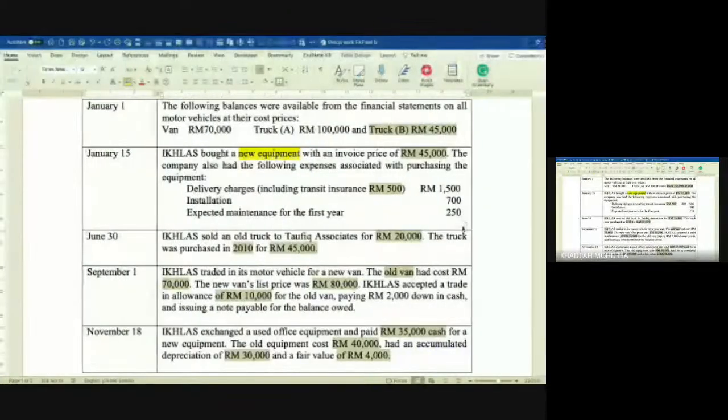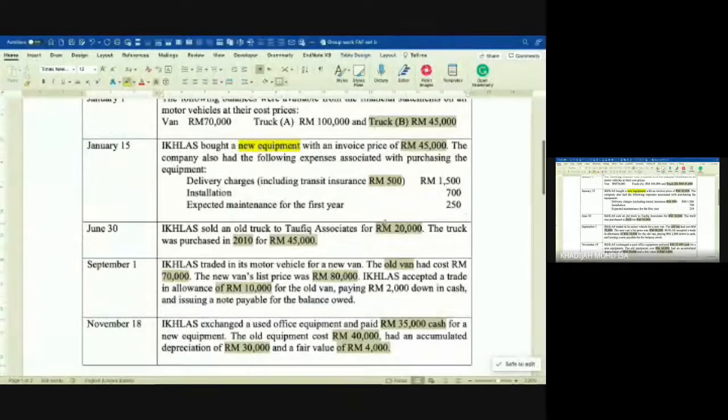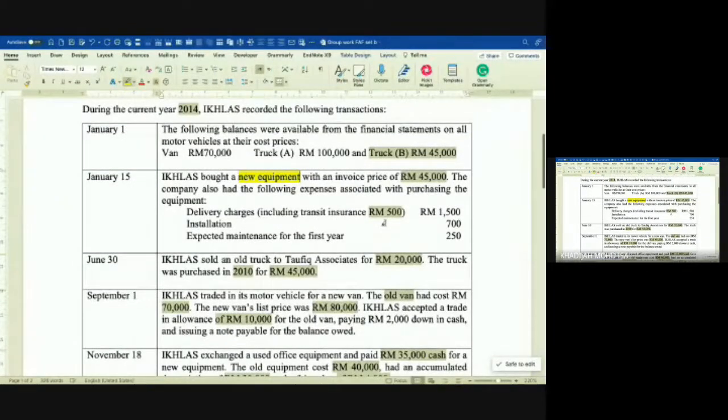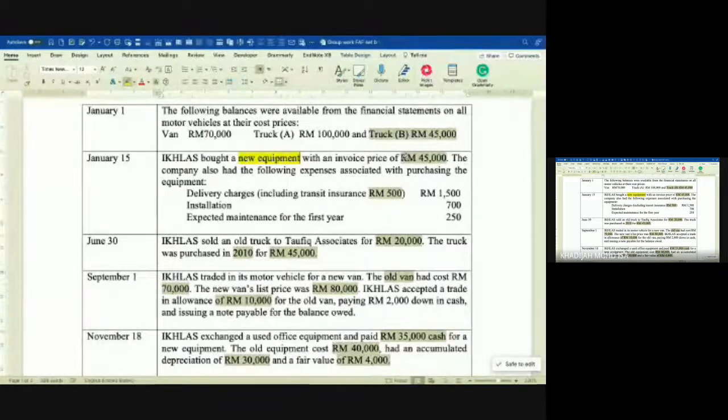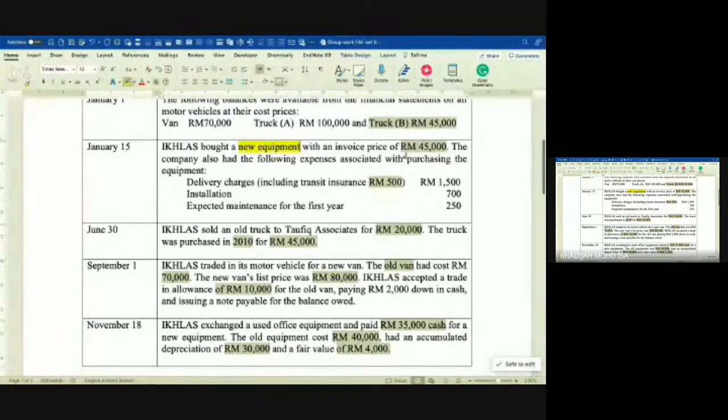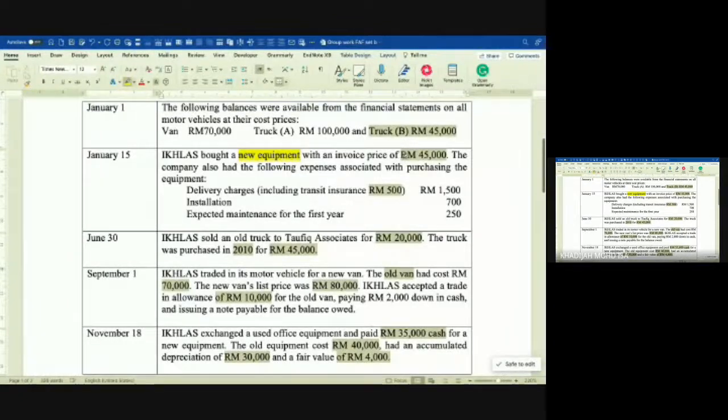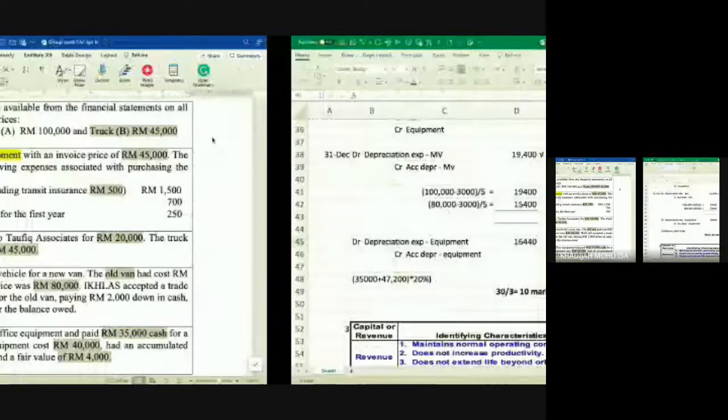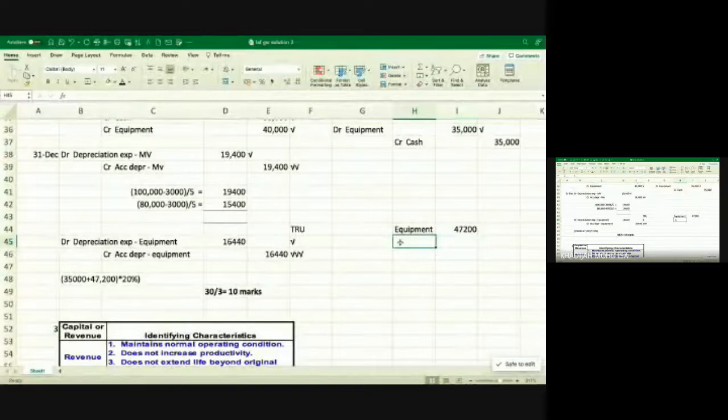And then you sold your truck, which is the truck B is no longer there. And then the truck purchased in 2010, and then you trade in motor vehicle for new van. So the van is no longer there, but you buy a new van that costs you 80,000. Van 80,000.